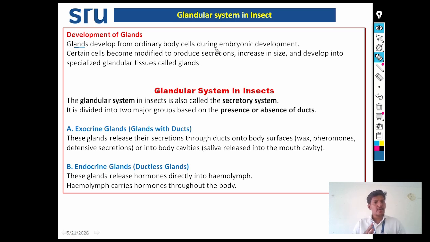Certain cells become modified to produce secretion. Those cells increase in size and develop into specialized glandular tissues, which are known as glands.